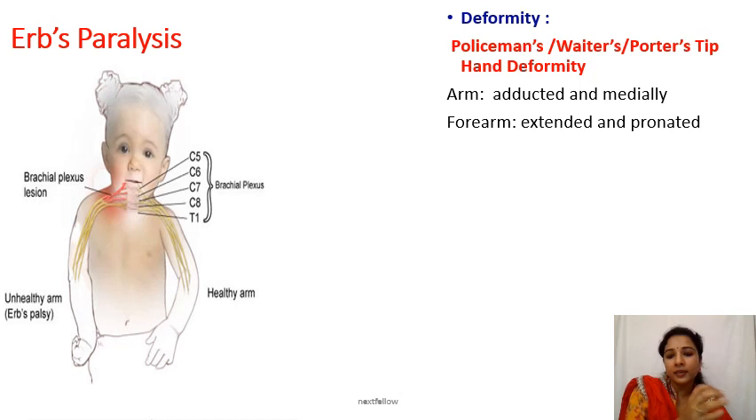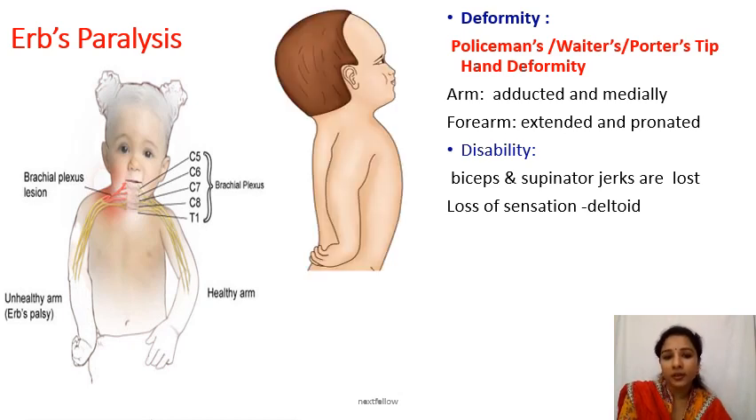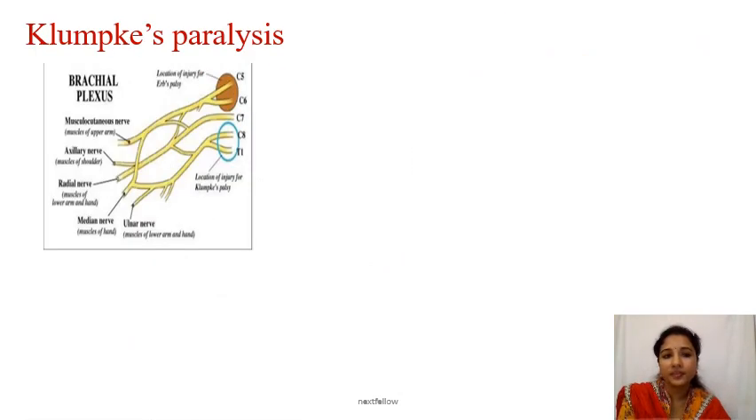It is adducted, medially rotated and extended, and the forearm is extended and pronated. Biceps and supinator jerks are lost in Erb's paralysis. There is loss of sensation over the deltoid. You can see here the deformity. The hand is extending posteriorly like this, as if he is holding a gun, so it is called policeman's tip hand.